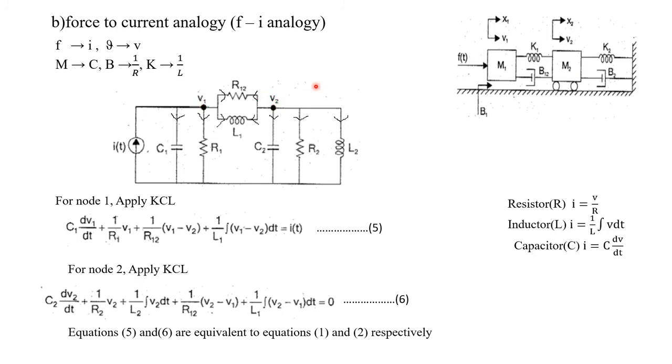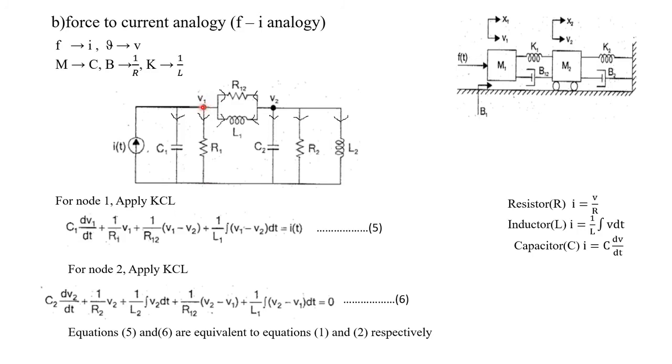Now we have to draw a reference node, that is nothing but the ground node. The elements connected only to V1 will be connected between V1 and ground, and the elements related to node V2 will be connected between V2 as well as ground. Now listen here, for mass M1, is there any applied force? We have an applied force F of t. So this V1 corresponds to the mass M1.